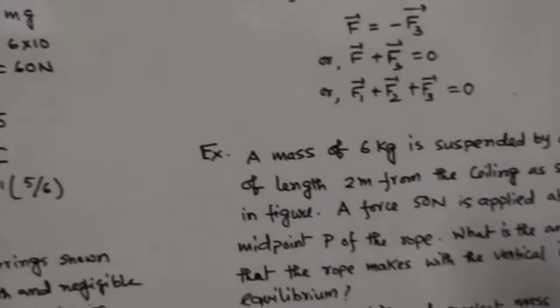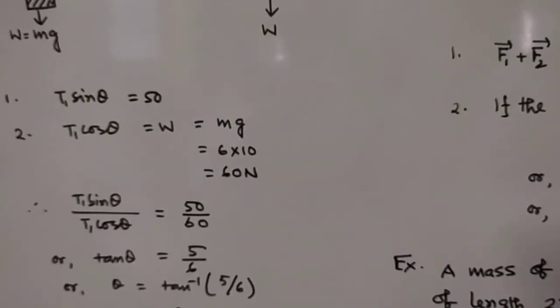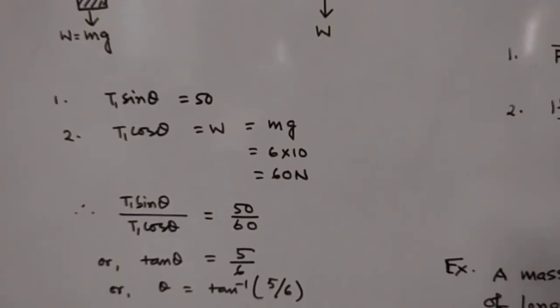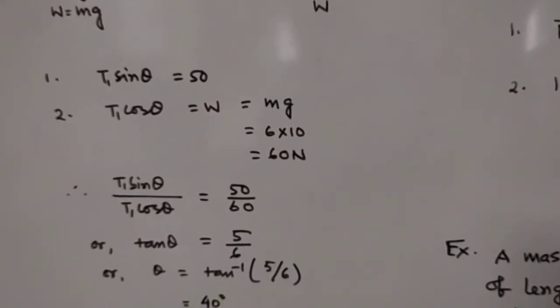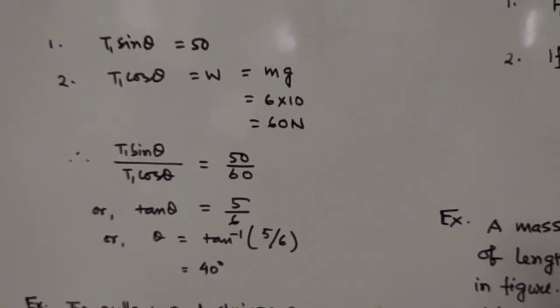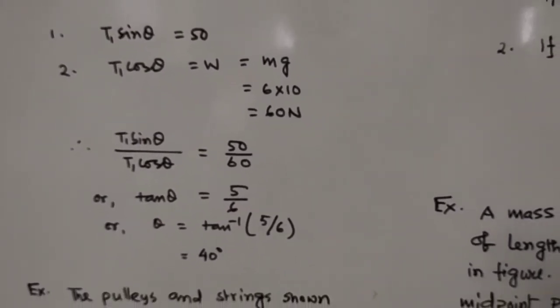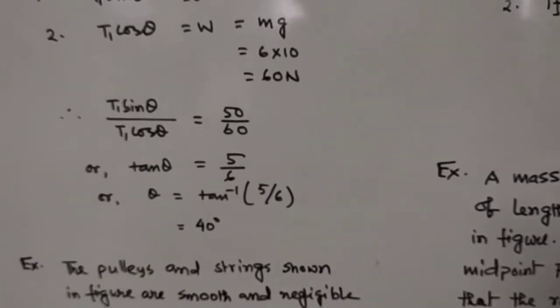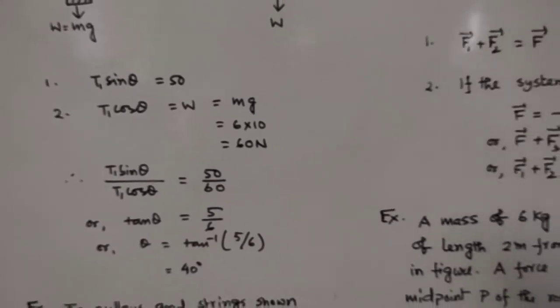Weight is nothing but mg. Mass given is 6 kg. So 6 into 10, so 60 Newton. So if you divide T1 sin theta by T1 cos theta, T1 goes off, you have tan theta, and simplified tan theta equals 5 by 6, so theta equals tan inverse of 5 by 6. So when you see the trigonometric table, you will get theta corresponds to about 40 degree. So this is one application.